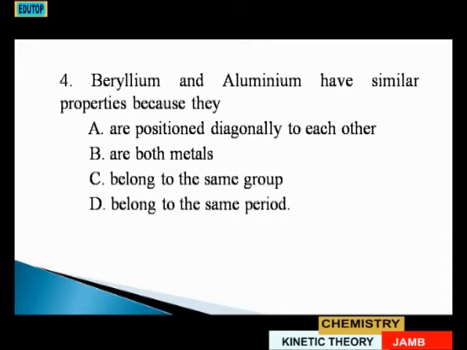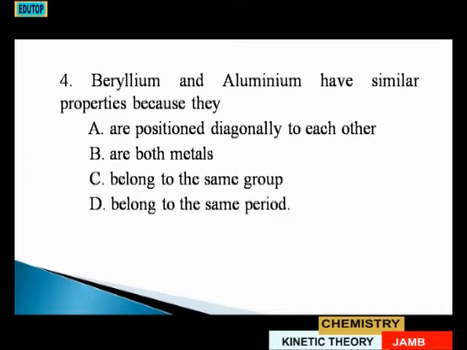That is correct. B, they are both metals. C, they belong to the same group. They are not in the same group. D, they belong to the same period. They are not in the same period. So the only answer that best suits this question of interest is option A. That is a position diagonally.